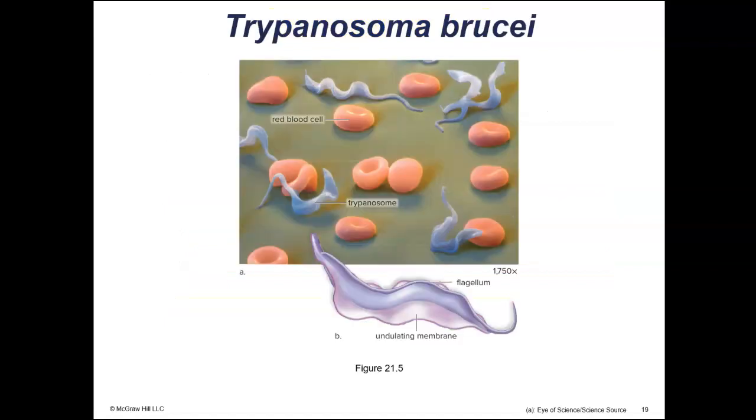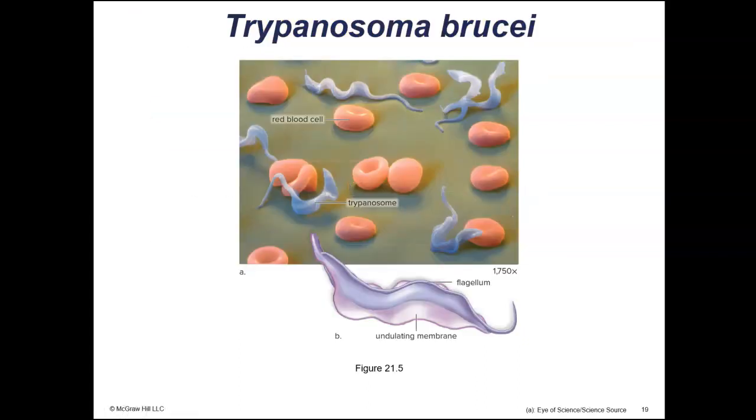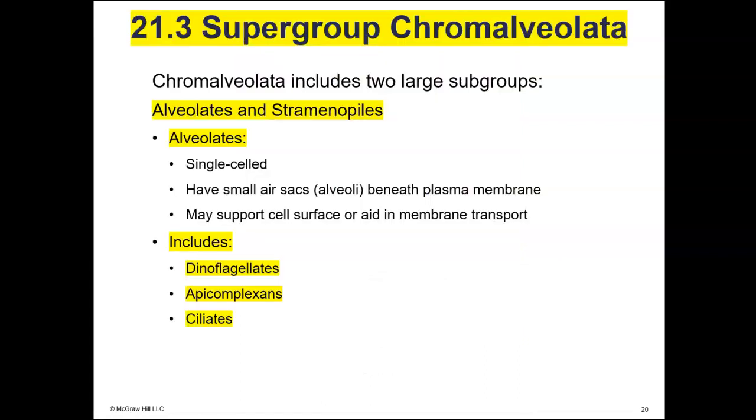And this is what it looks like under the microscope, along with red blood cells. So this is a blood smear of someone who is infected with African sleeping sickness with the Trypanosoma brucei parasite. So this is another example of an organism that's found within the euglenozoans, and euglenozoans are found within the supergroup Excavata.